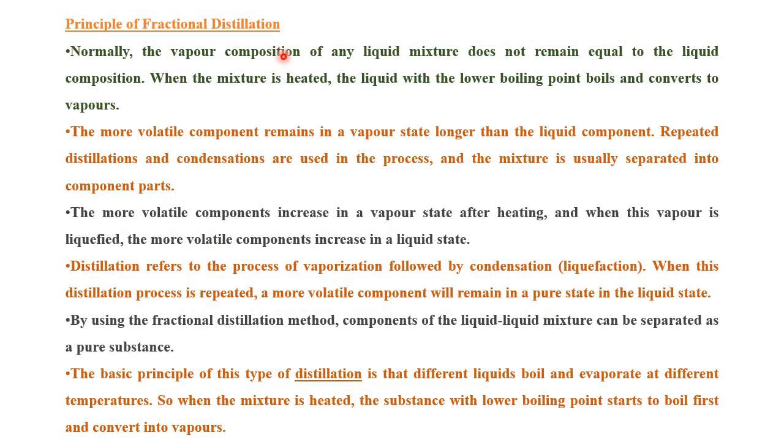Principle of fractional distillation. Normally, the vapor composition of any liquid does not remain equal to the liquid composition. When a mixture is heated, the liquid with the lower boiling point converts to vapor. More volatile components remain in the vapor state longer than the liquid component. This method is repeatedly done through distillation and condensation, and the mixture is separated into component parts.